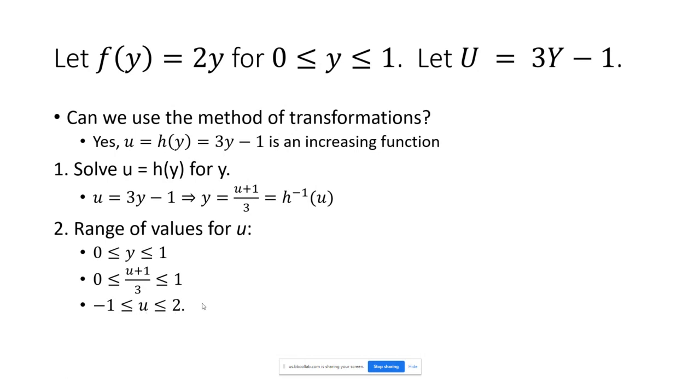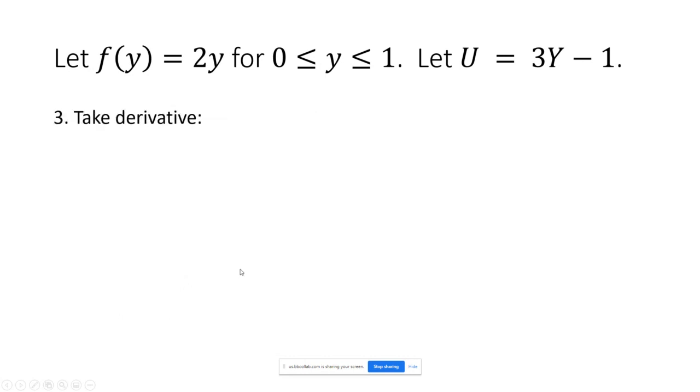So that's the same range of possible values for u that we got on Thursday. But on Thursday, we got it by graphing. This time we got it by using h inverse. All right, so then step 3, we're going to take the derivative of h inverse. So we're taking the derivative of (u plus 1) over 3. The derivative of u over 3 is 1/3. The derivative of 1 over 3 is 0. So we just have 1/3.